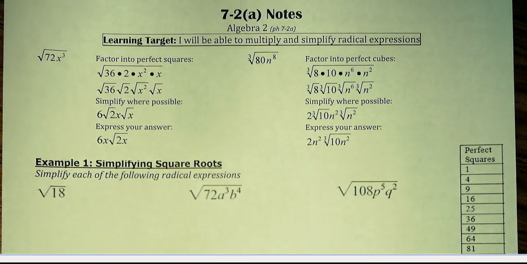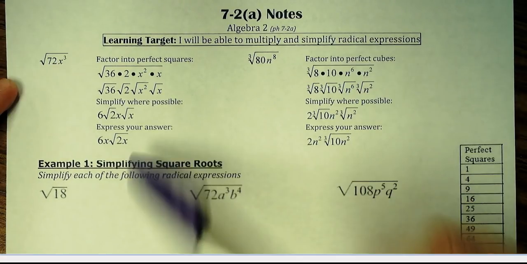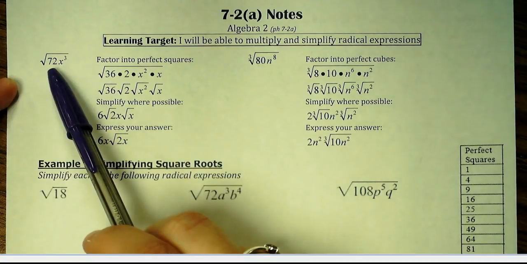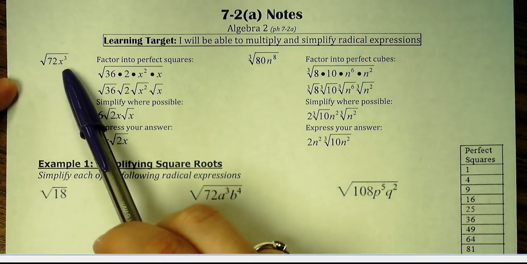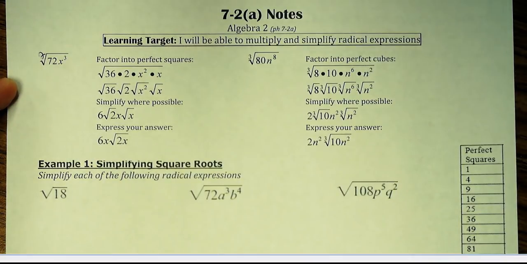So I've just got two examples up here at the top for you guys to look through. I'll kind of explain what's going on here. 72 is not a perfect square, and x cubed, remember if we have a square root, they don't write the 2 in there as the index, but that's implied.